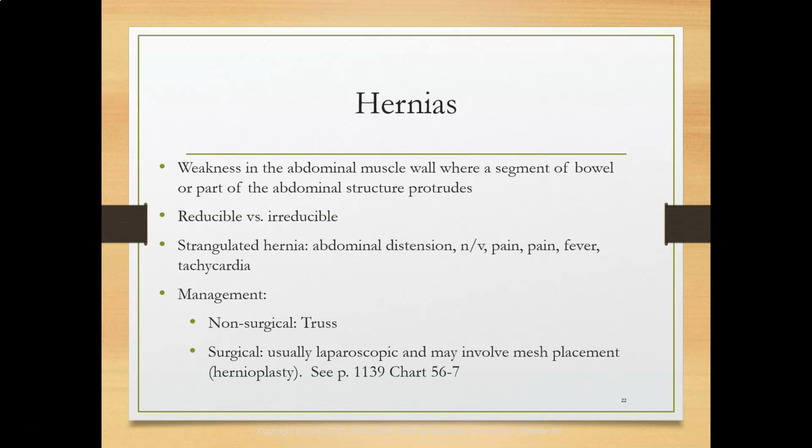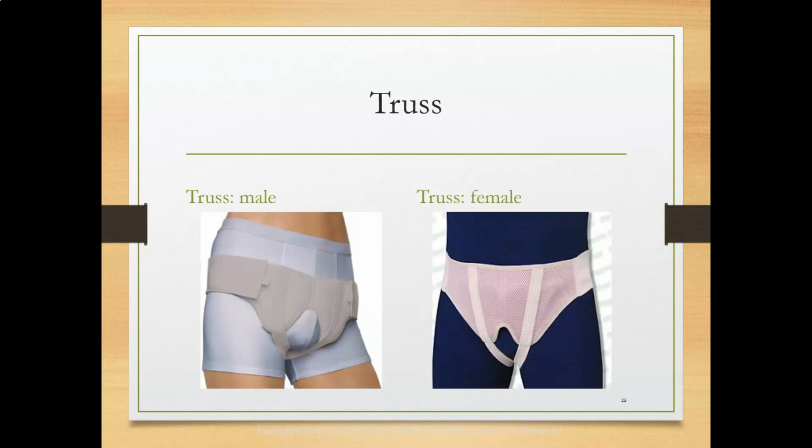Management, non surgical can be a truss. Surgical, it can be laparoscopic, and involves placing mesh over the place where the hernia is to strengthen that area so that it doesn't protrude through again. And you can see on page 1139 in chart 56-7, where it discusses the surgical procedure used to put in hernia mesh for hernias.